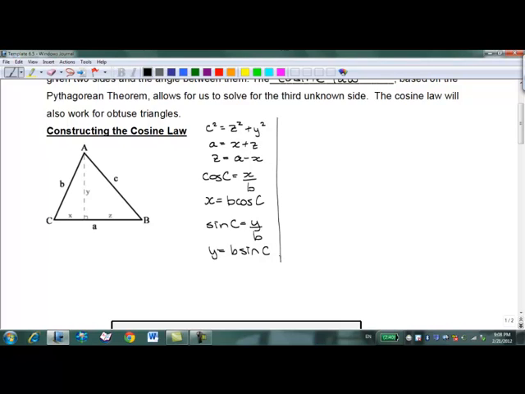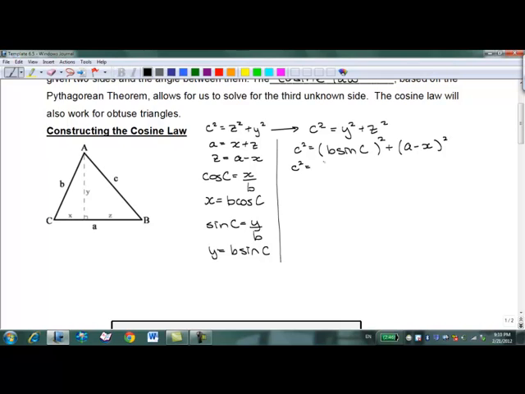And now what I'm going to do is put this into the Pythagorean theorem. So this is what we're going to use. I'm going to reorder this a little here. C squared equals, let's just say, y squared plus z squared. And let's start making these replacements. What is y? Y is b sine capital C, squared, plus z squared. What do I have for z? Z is a minus x, all squared.